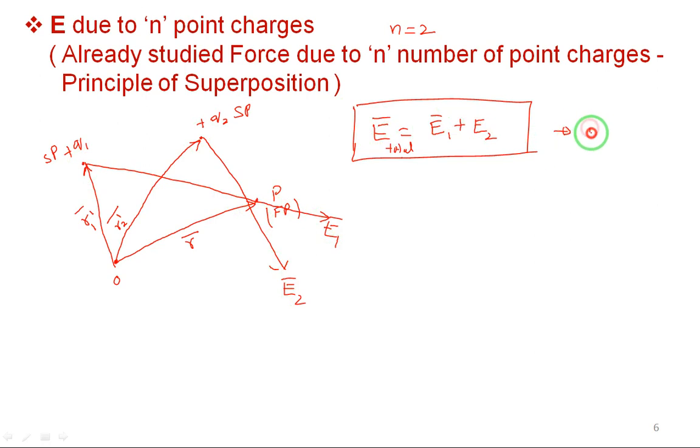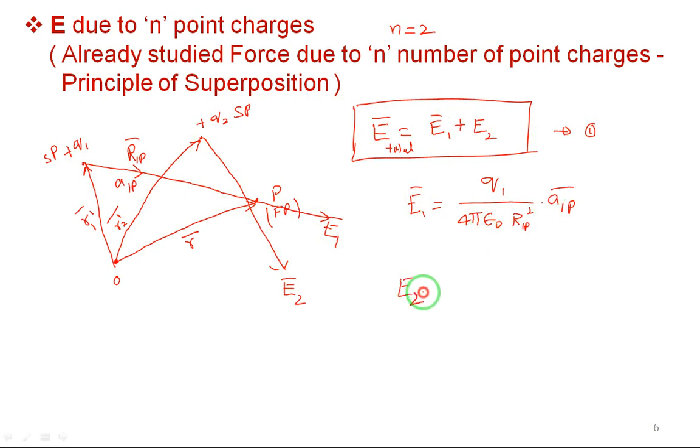Call this equation 1. Then we know how to find E1 and E2. Let me write E1. The source point here is Q1, so it is Q1 by 4 pi epsilon naught, the distance between charge Q1 and point P, let me call it R1P, R1P square, into the unit vector, let me call it A1P. I hope you got this, right?